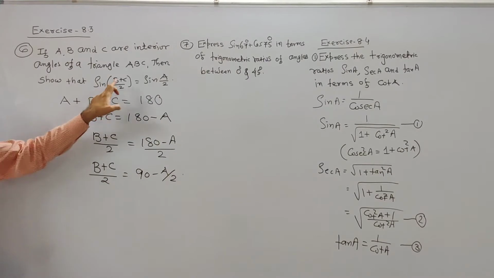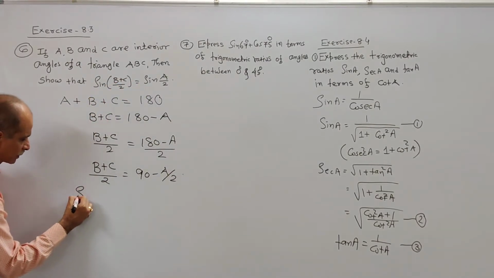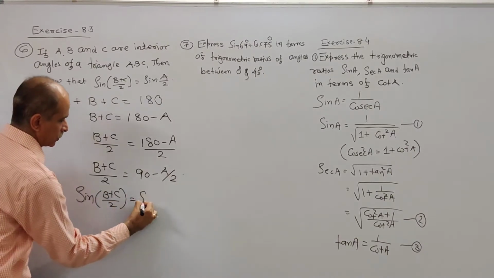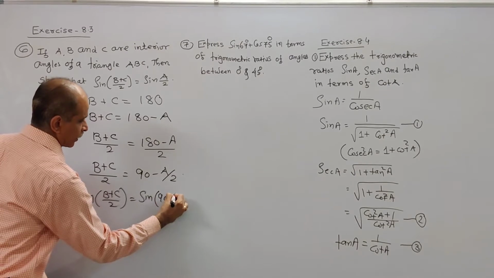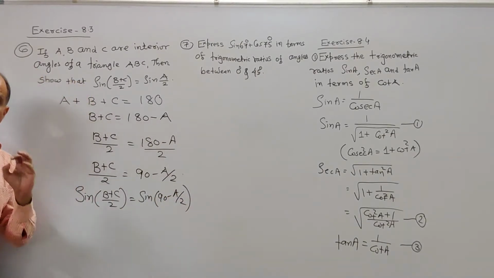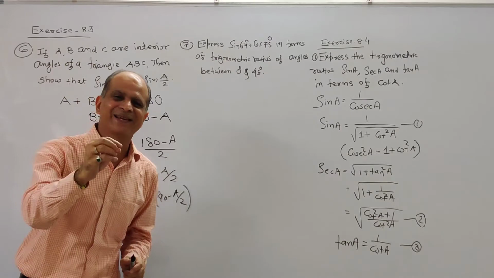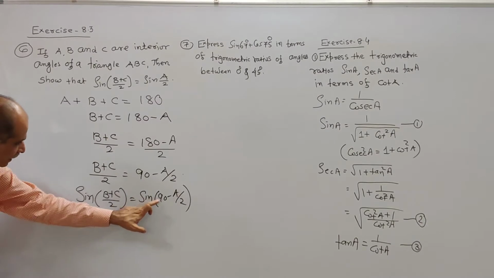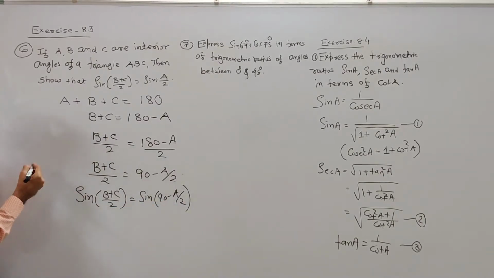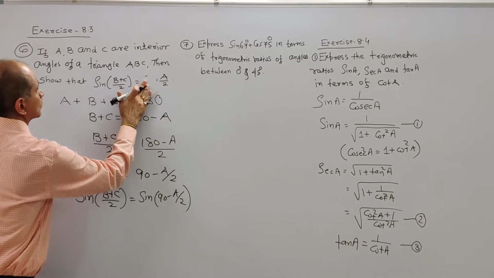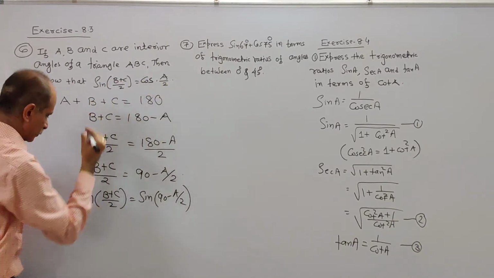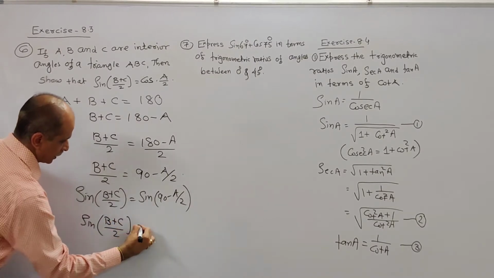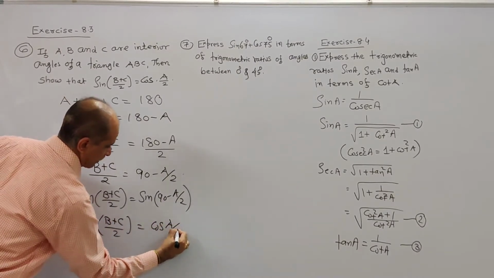Now you need sine on both the sides. So take sine on both the sides. So sine (B plus C) by 2 is equal to sine (90 minus A by 2). Now we know one formula, sine 90 minus theta is equal to cos theta. So you can apply this formula here. So sine (B plus C) by 2 is equal to cos A by 2.